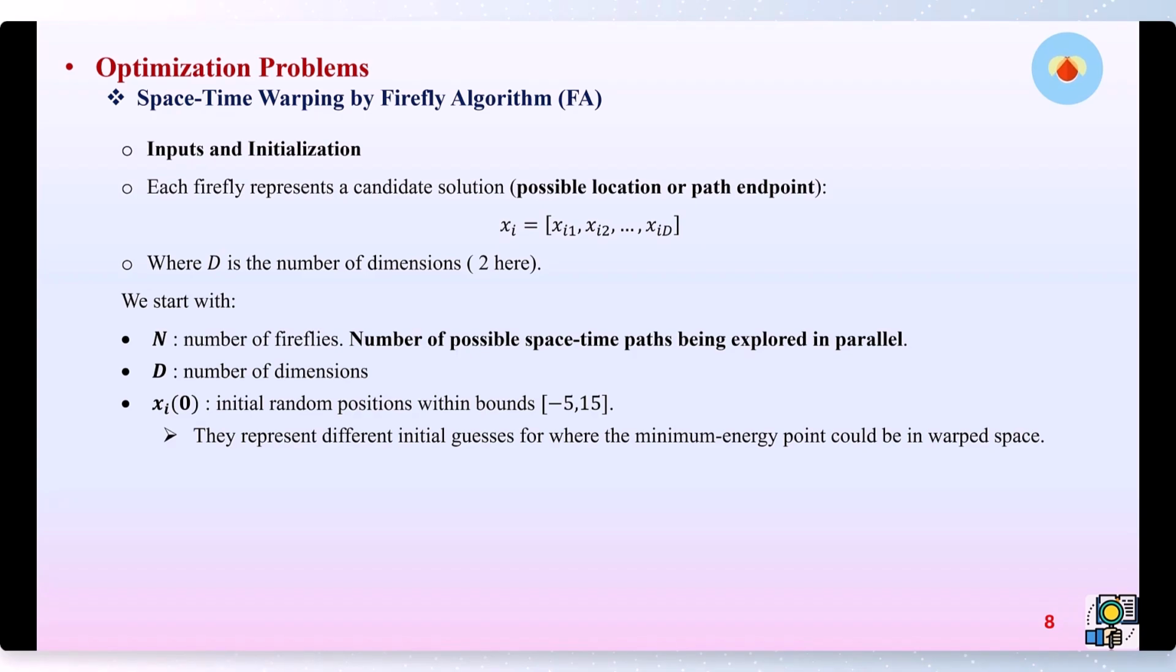So we have some inputs. Each firefly represents a candidate solution, which is a possible location or path endpoint. Actually, the answer, which we are showing with x. Also, d is the number of dimensions. Here it is 2, which is x and y. The number of fireflies is n, which is the number of possible spacetime path bendings explored in parallel. Also, all the fireflies are in the bound of -5 to 15.